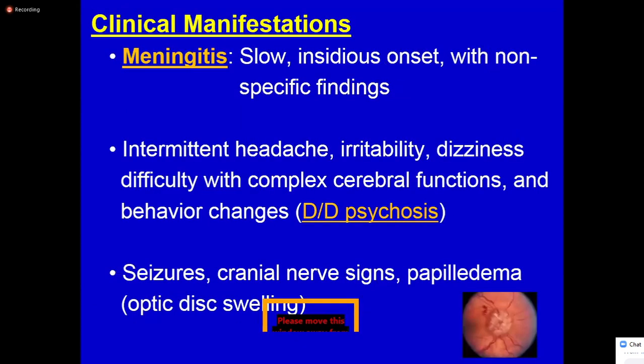Clinical manifestations: slow, insidious onset with non-specific findings, intermittent headache, irritability, dizziness, difficulty with complex cerebral function, and behavior changes, even differential diagnosis of psychosis. The patient may have seizure, cranial nerve signs, and papilledema. This is papilledema, look at it. That is to say, optic disc swelling, which we see by retinal examination.